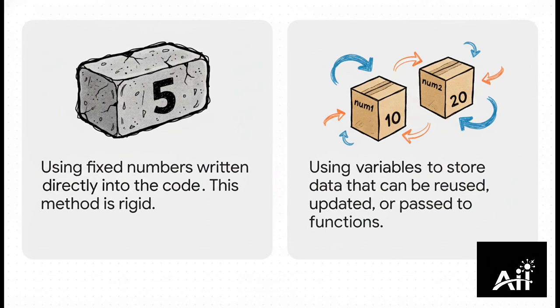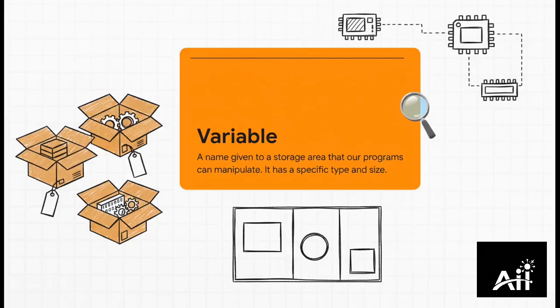Now look at the right. This is the good stuff. We're using variables. We've created a little container called num1 and put 25 in it. Another one called num2 holds 75. Then we just tell the computer to add the containers. This is way better, right? It's flexible, it's easier to read, and we can change the numbers in those boxes anytime we want without touching the main calculation.